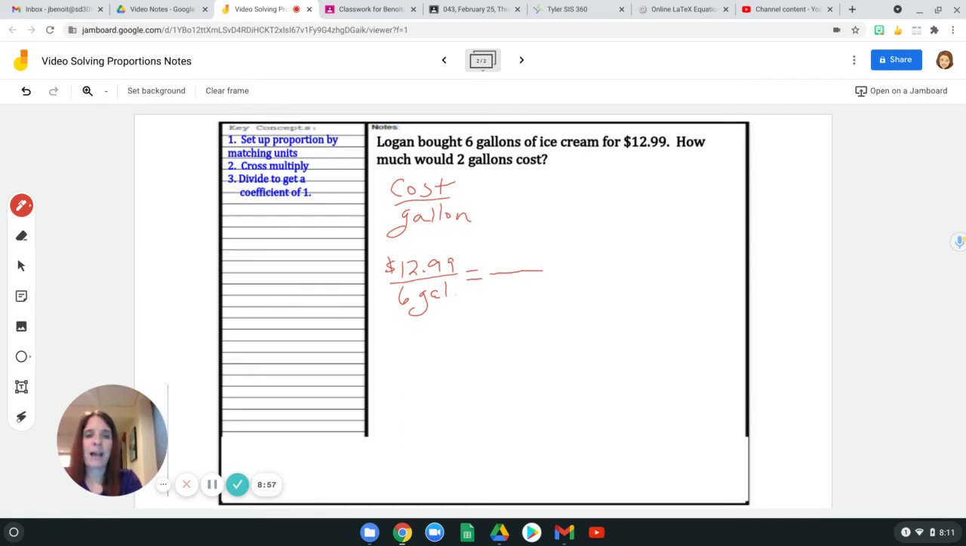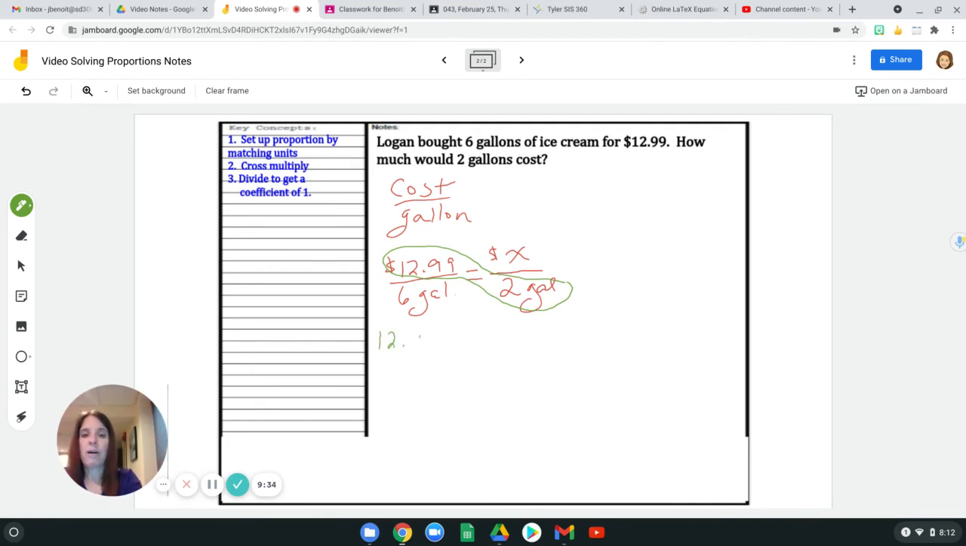Now on the second side, cost will go in the numerator and gallons will go in the denominator. Units have to match. I don't know how much it cost, but I know I'm asking about 2 gallons. So 2 goes in the denominator. What I don't know is the cost. Okay, so the key is your units have to be in the same place on each side of the proportion. Now we're ready just to do the math as we have been. Cross multiply. Numerator times opposite denominator.